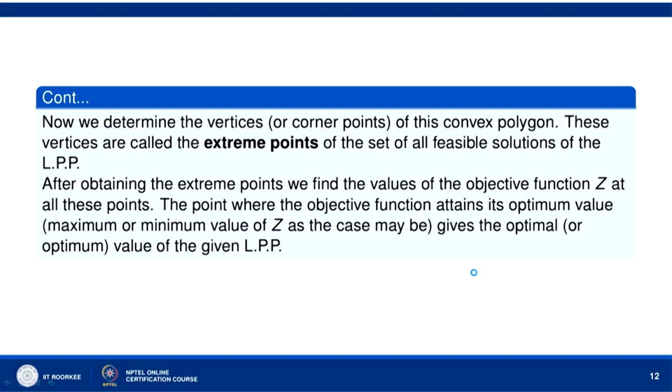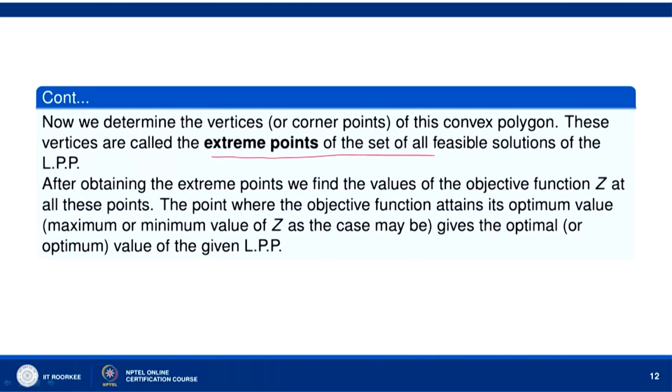Now, we determine the vertices of this convex polygon. The convex polygon, that is the feasible region that we have got, we determine the vertices of that feasible region. These vertices are called extreme points of the set of all feasible solutions of the linear programming problem. Okay.